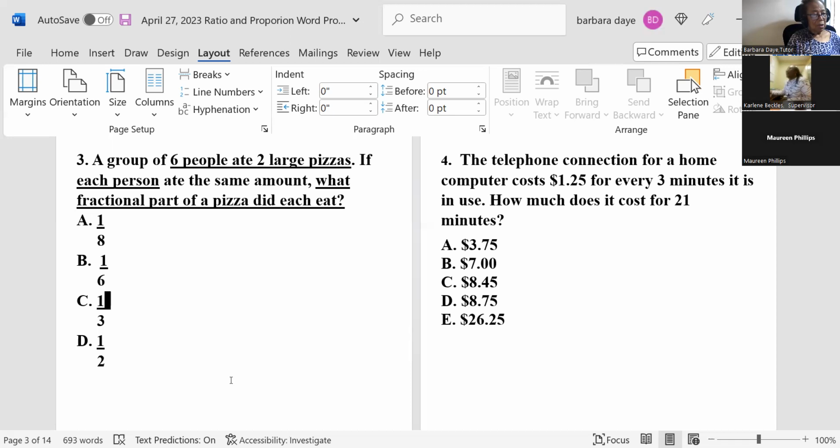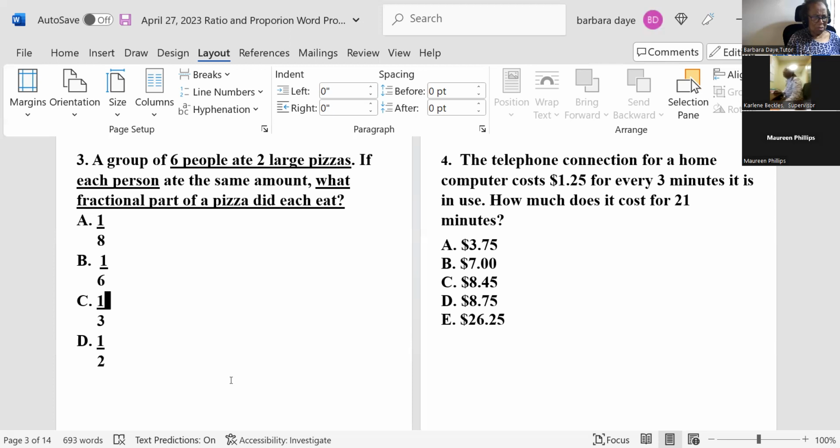There's a whole pizza, right? So I said I know a whole pizza has like 8 slices. So I said that 2 times 8 is 16, right? And then 16 to 48 is 3, which is 1/3. And that's how I did mine.